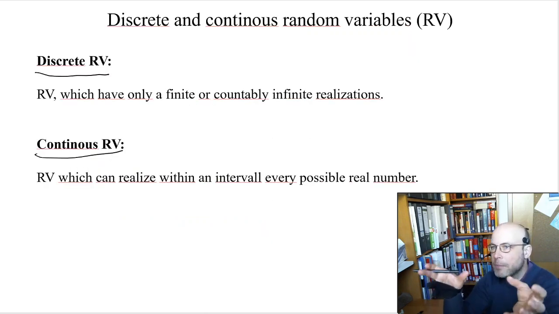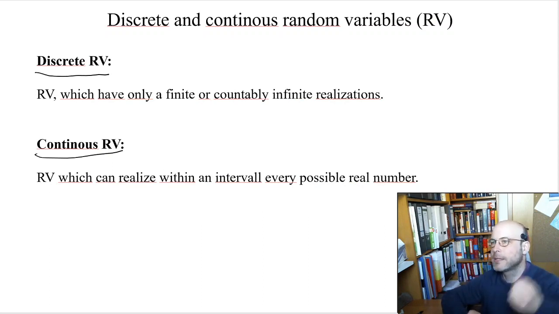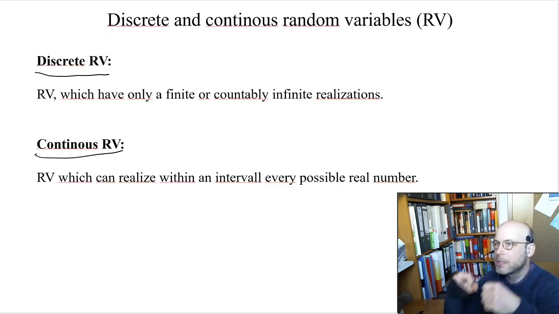But discrete can also be realizations which are countable but infinite. There you can take, for example, flipping a coin always once in a row. So flipping a coin once, twice, 3 times, 4 times, and so on.